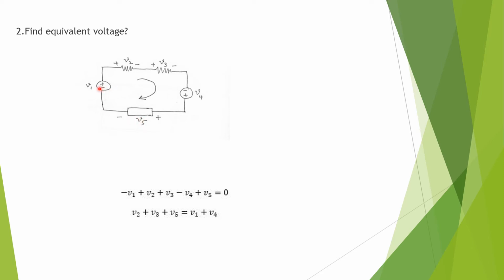So minus V1 plus V2 plus V3 minus V4 plus V5 will be equal to 0, and rearranging this we will get V2 plus V3 plus V5 is equal to V1 plus V4. This is the equivalent voltage in this case.